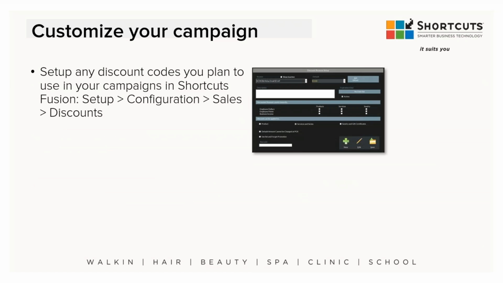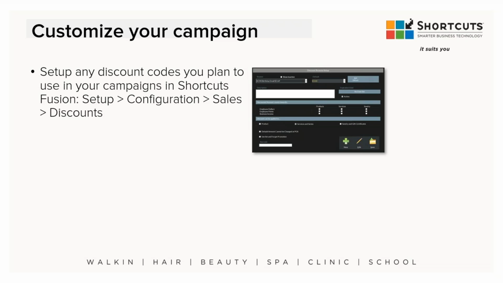Now, if you decide for certain campaigns, usually for your birthday campaigns, that you'd like to send them a coupon worth a certain value, then you actually want to make sure that you create all of your discount codes in the Shortcuts point of sale first. So if you haven't navigated there in a while, you want to go to Setup, Configuration, and on the left side of the screen, you're going to the menu under Sales, and you're choosing Discounts.